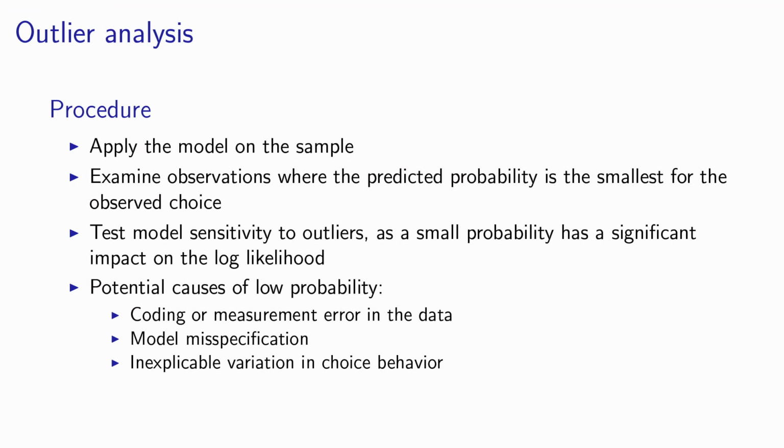What are the potential causes of low probability? There are many of them, but let's look into three of them: coding errors, model misspecification, and some inexplicable variation of choice behavior. Let's go through them one by one.